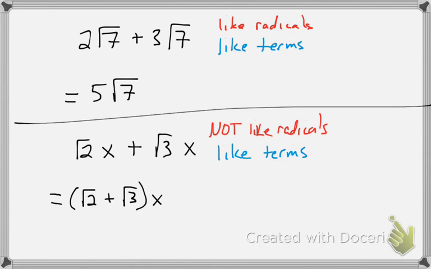Why aren't they like radicals? They do have the same index, don't they? Their index is 2, but what's different? Their radicands are different. Right? 2 and 3 are not the same. Hopefully that doesn't shock anybody.